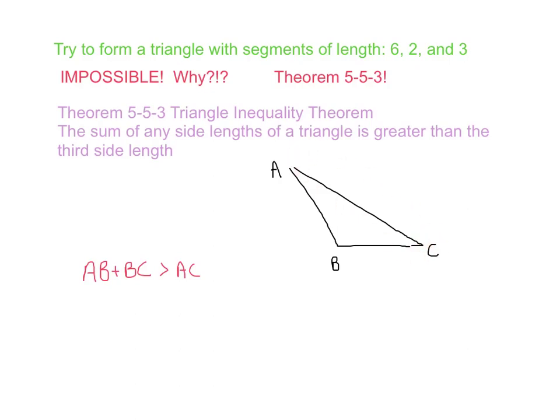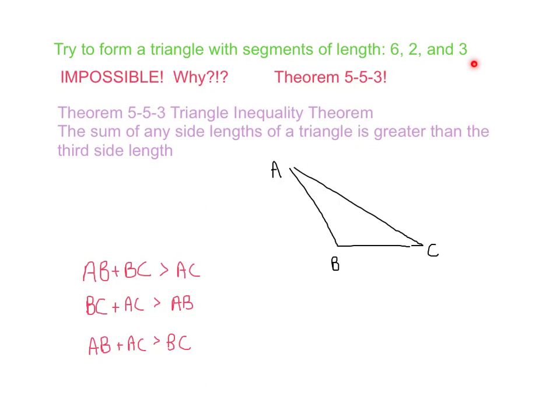And then we can just go around the rest of the triangle and say the length of BC plus the length of AC will be greater than the last side, which is AB. And lastly, the length of AB plus the length of AC will be greater than the length of BC. So if you have a triangle, you can add any two sides you want, and they will be longer than the third side. So why exactly can we not form a triangle with segment lengths of 6, 2, and 3?